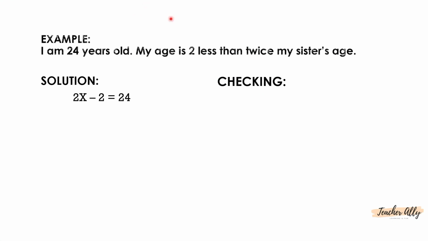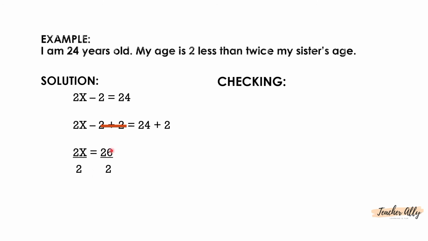Next example, I am 20 years old. My age is 2 less than twice my sister's age. Solution, 2x minus 2 equals 24. So we will add 2 to both sides. Negative 2 plus 2 is equal to 0. 24 plus 2 is equal to 26. So the answer is 2x equals 26. Now, we will divide it by 2.